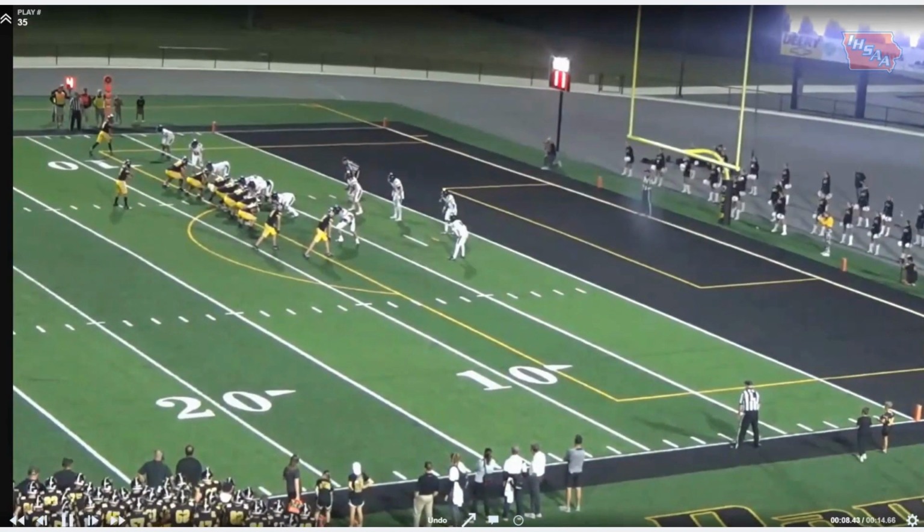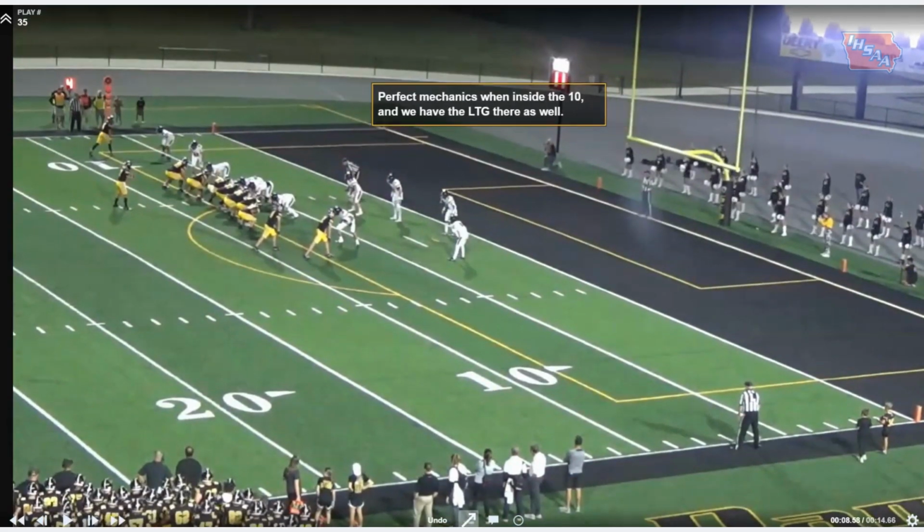All right, this is perfect mechanics when we're inside the 10, and even more difficult when we have the line to gain in between us and the goal line. So we have a 4th down play. Remember, 3rd down flow, 4th down go. So on 3rd down, we're going to flow that line to gain. 4th down, we're going to go to that line to gain.